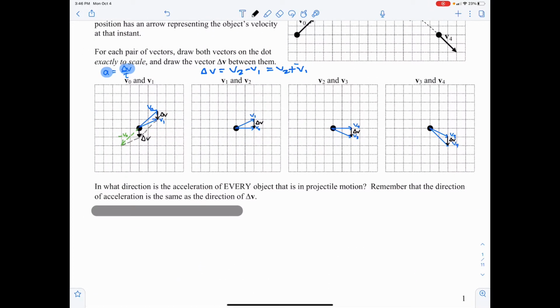In what direction is the acceleration, which by the way points in the same direction as delta V, of every object in projectile motion? Remember that the direction of acceleration is in the same direction as delta V. Well, if you notice, delta V is always 1 unit in magnitude pointed directly down. And that should make sense because the only thing that causes a projectile to accelerate is the force of gravity. The direction of the curve is up and down, not left and right.